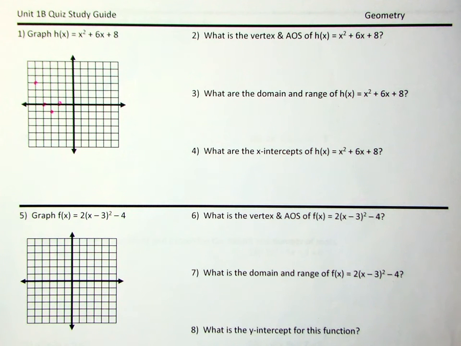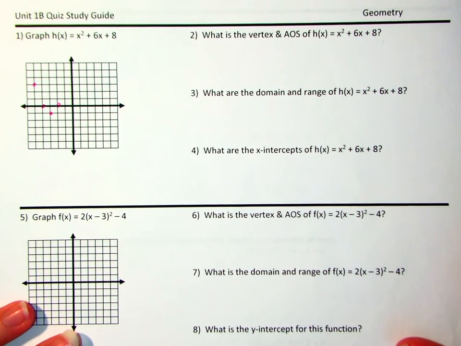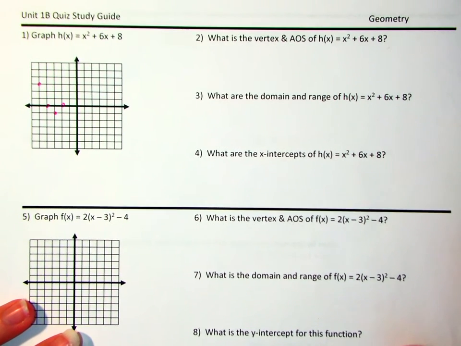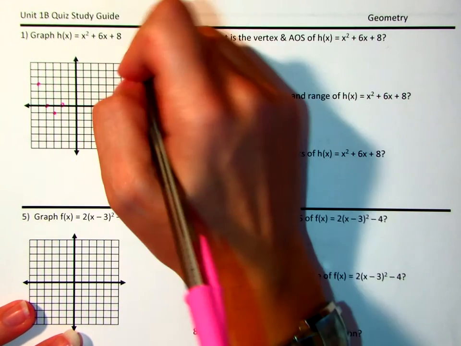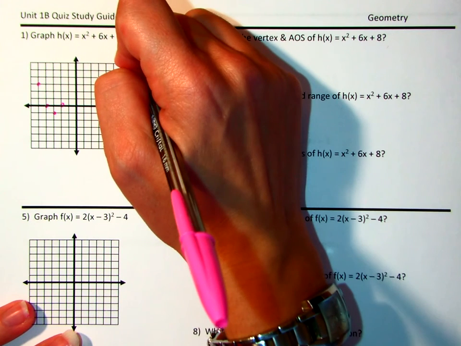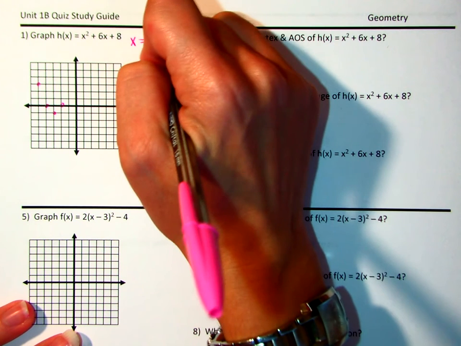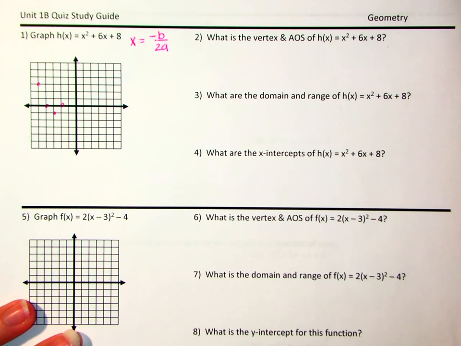This is numbers 1 through 4 on the Unit 1B study guide. So what we're looking at first is we're going to graph, and remember when we graph something that's in standard form, we want to start with the vertex. And to find the vertex, we use that formula where we say x is going to be equal to negative b over 2a.